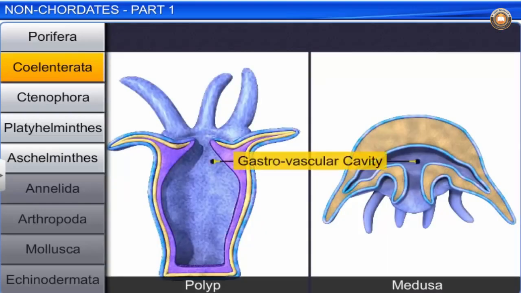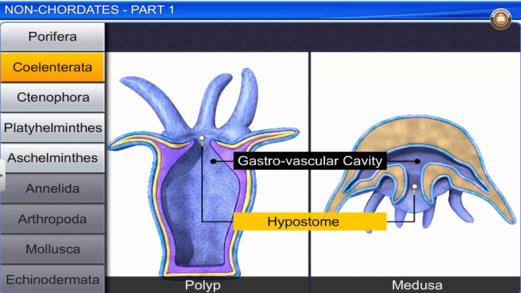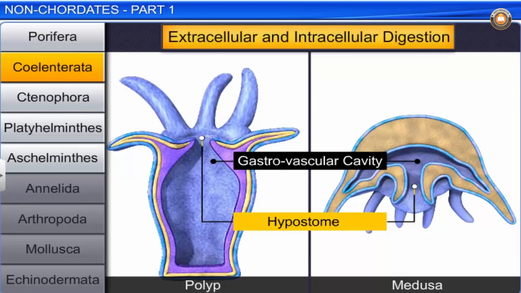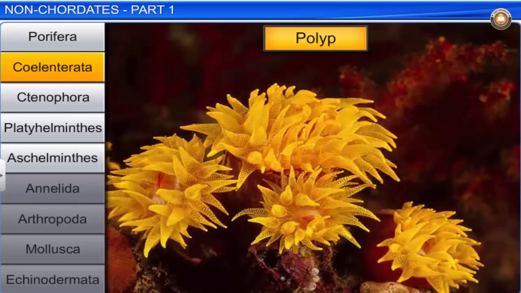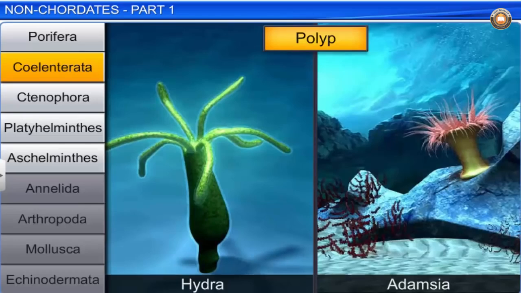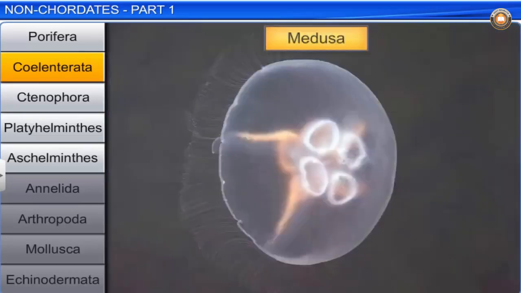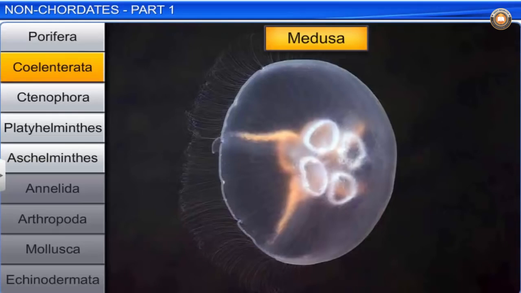Coelenterates have a central gastrovascular cavity with a single opening called the hypostome. Digestion in them is both extracellular and intracellular. Coelenterates exhibit two basic body forms, polyp and medusa. Polyp is a sessile and cylindrical form like hydra and adamsia, while medusa is umbrella-shaped and free-swimming like aurelia.